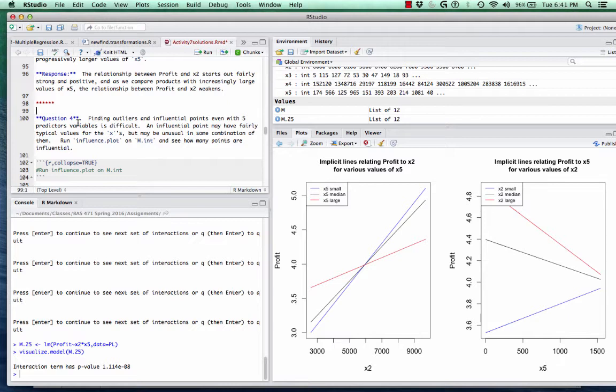All right, question 4 changes gears a bit and asks us to do an analysis on potential outliers or influential points. So finding outliers is difficult in this situation because, as we've seen in class, an influential point may actually end up having pretty typical values for each of the predictors individually, and they may actually have fairly typical combinations of pairs of variables, but they still may be unusual in some higher order combination of them.